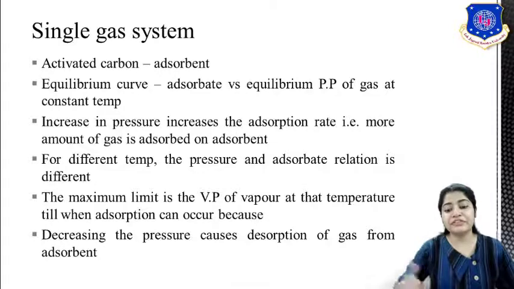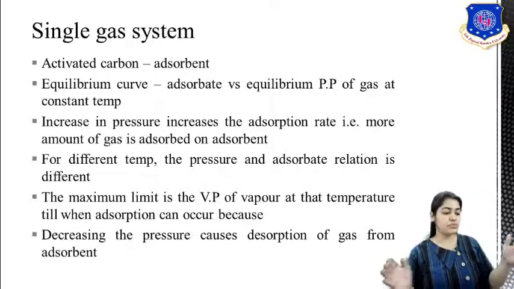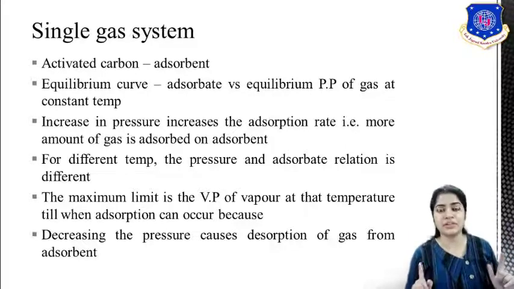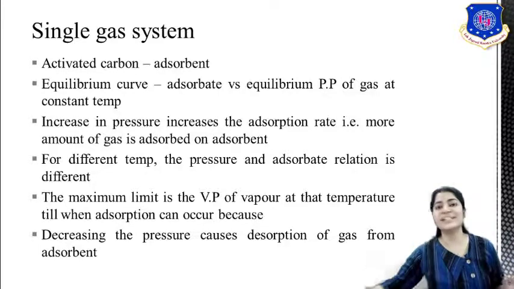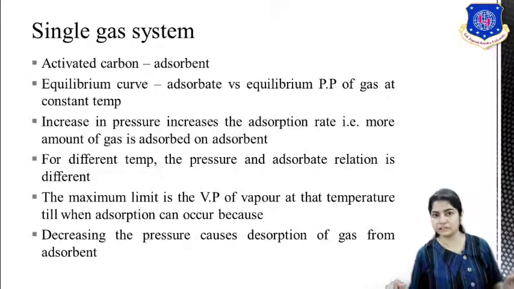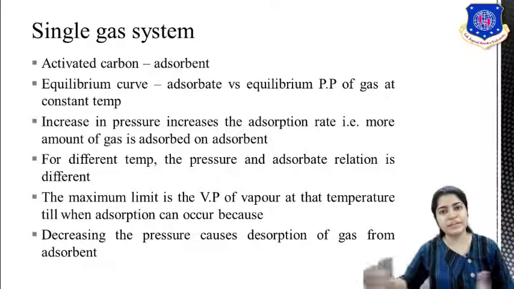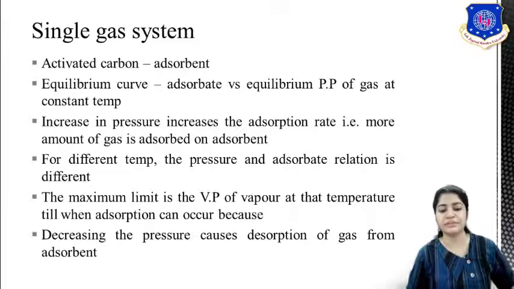Now, for different temperatures, the pressure and adsorbent relation is different. This was one example at a particular temperature. Suppose at 30 degrees Celsius one experiment is done. Similarly, at 60 degrees Celsius, at constant temperature, I alter my pressure accordingly. So for different temperature conditions, I will get a different plot of pressure versus adsorbent relation.